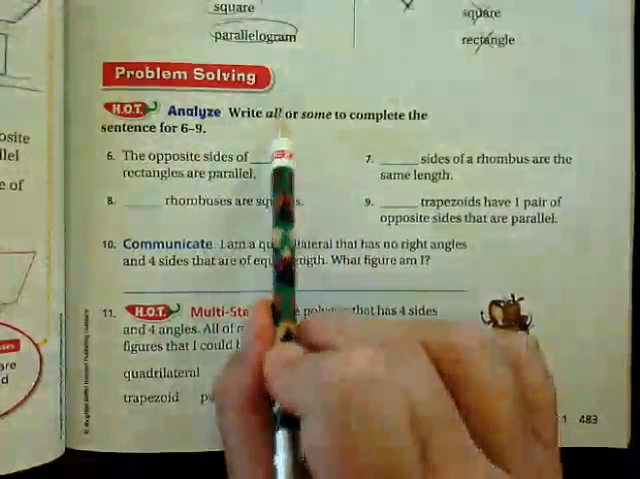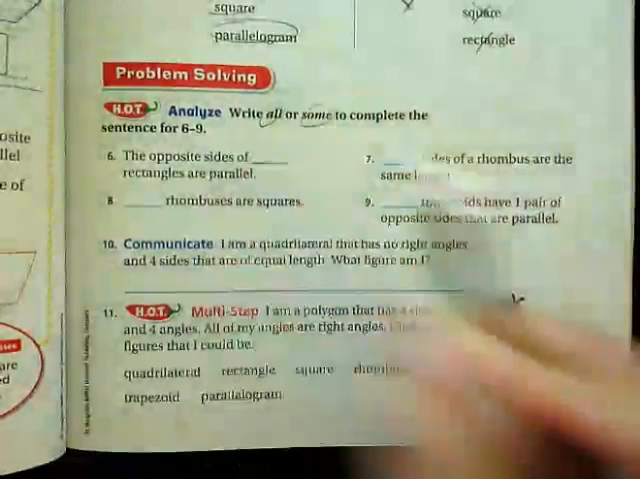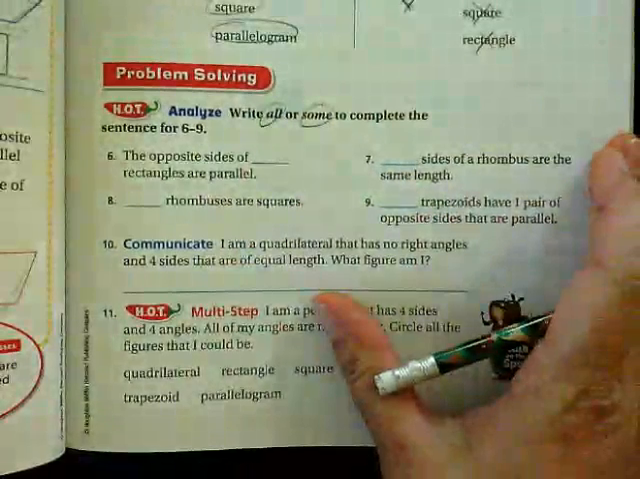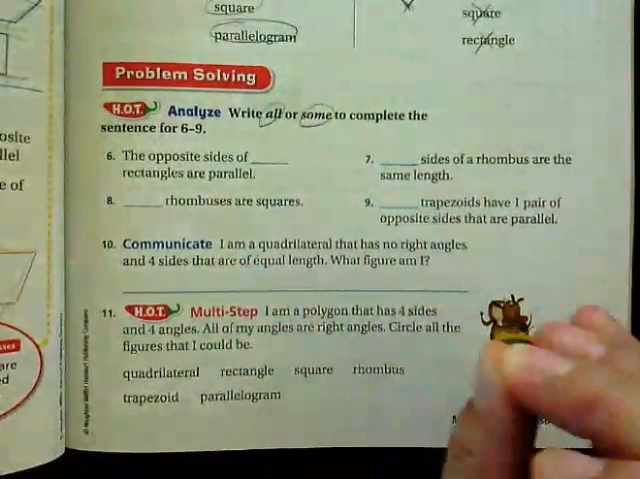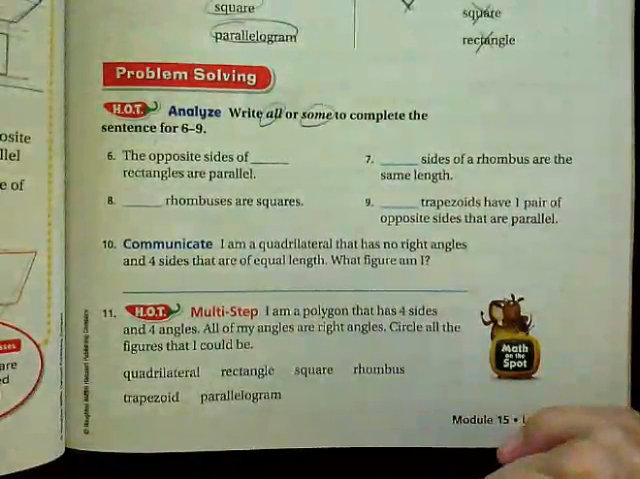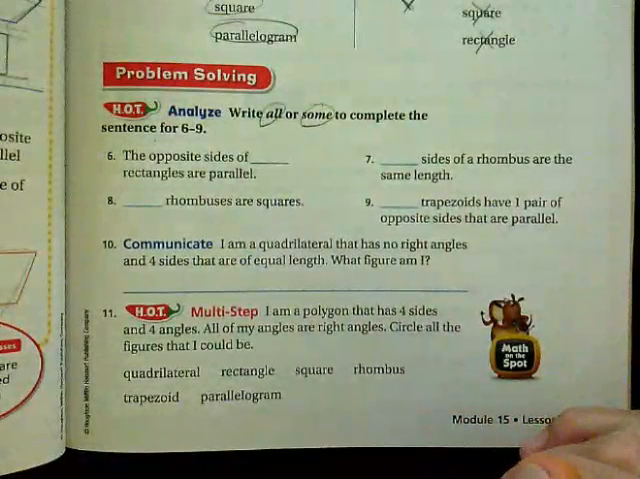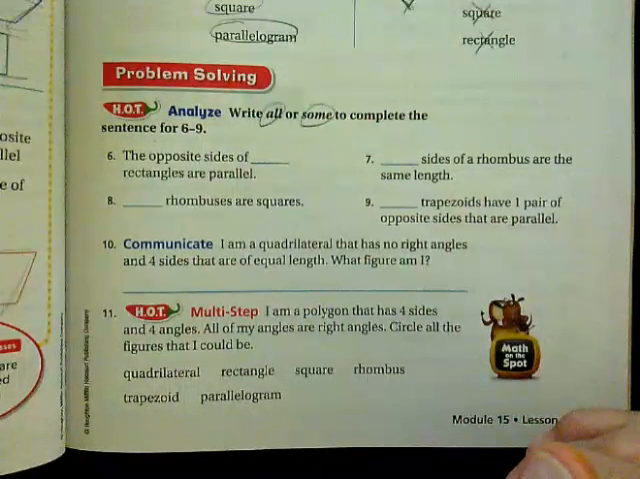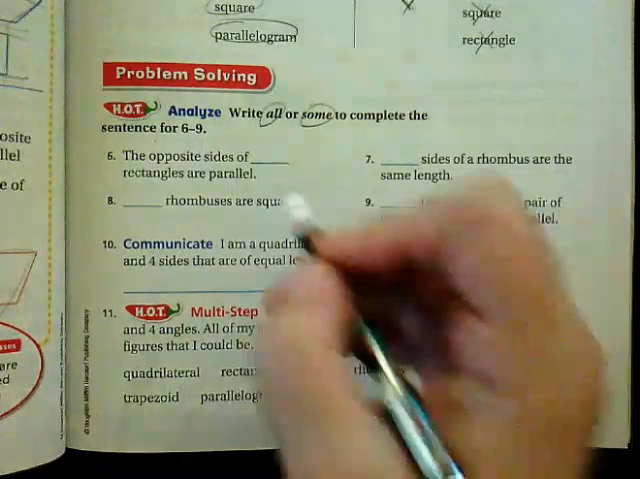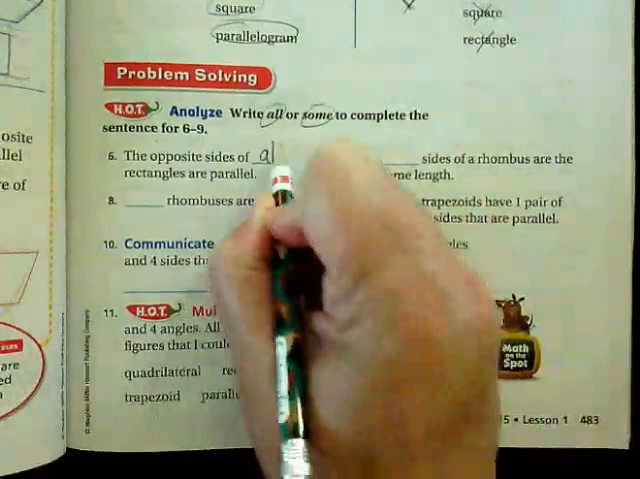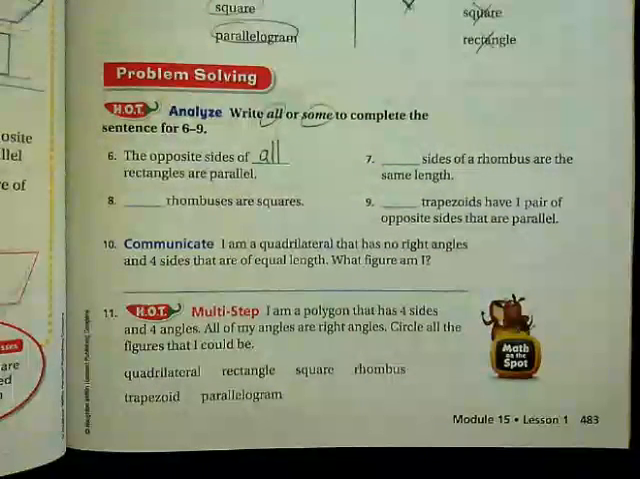It says write all or some to complete the sentence. Okay, so I'm writing the word either all or some. The opposite sides of blank rectangles are parallel. Are the sides on a rectangle always parallel, or are they just sometimes parallel? That's right, they are always parallel. So all rectangles are parallel.